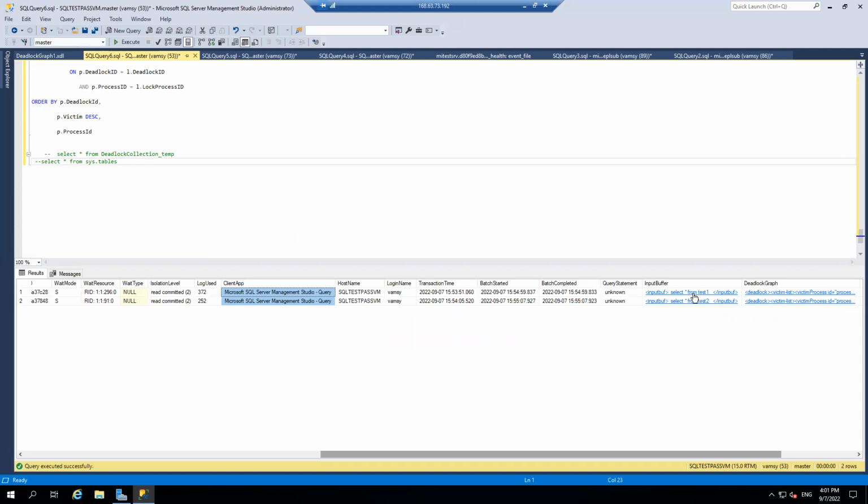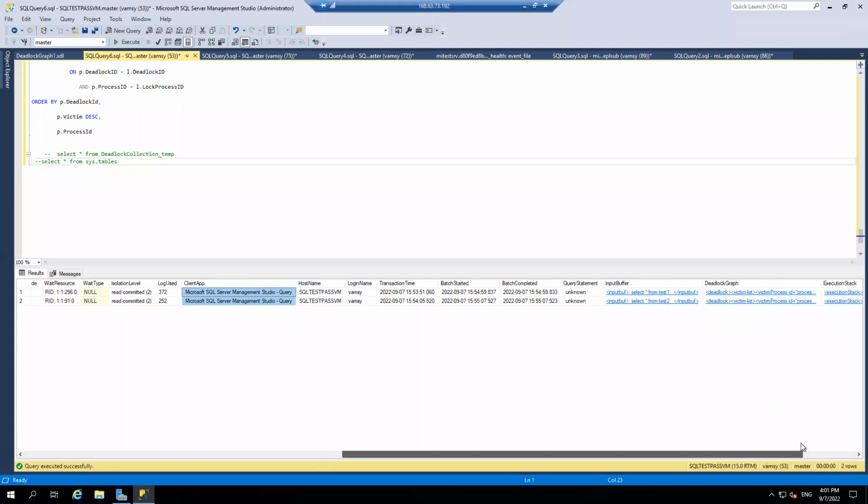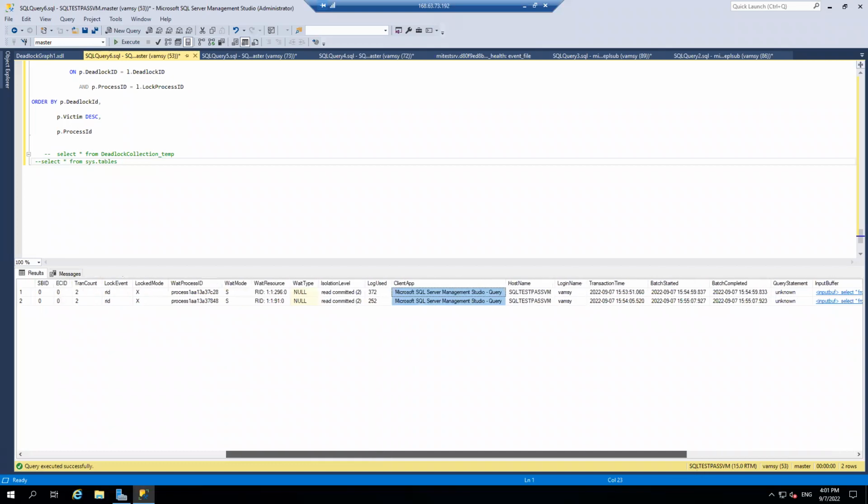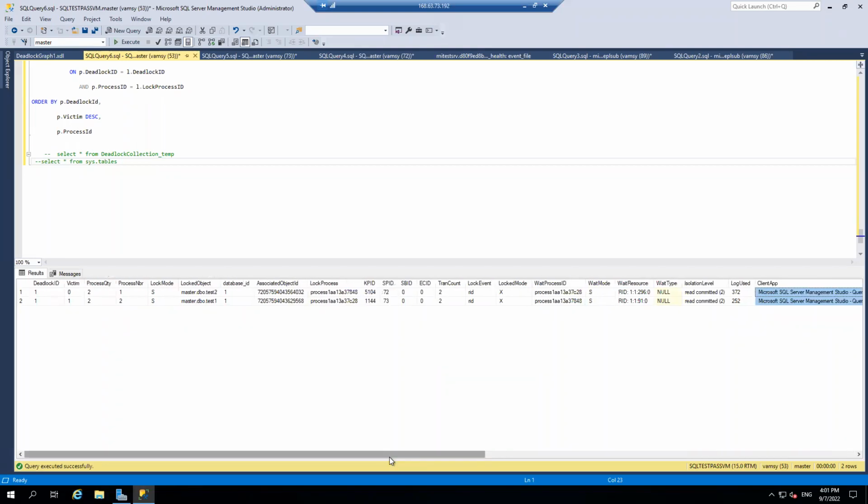Input buffer. If you see this, this SPID is trying to run select star from test 1, and this SPID is trying to run test 2. So we will get the query inside this input buffer. Okay. Can you show it through the system event, that one event?